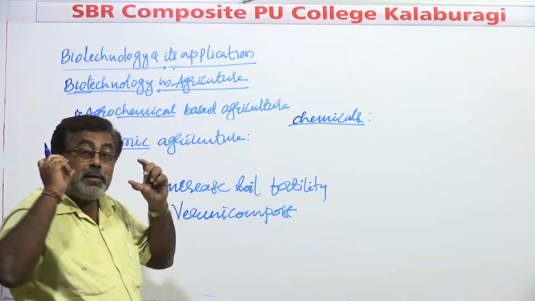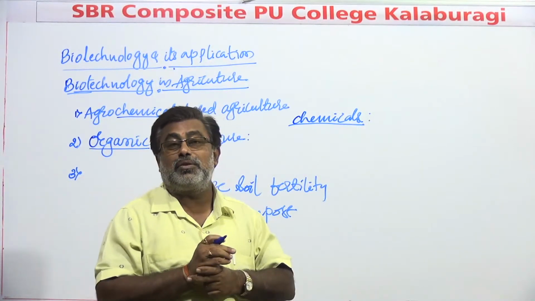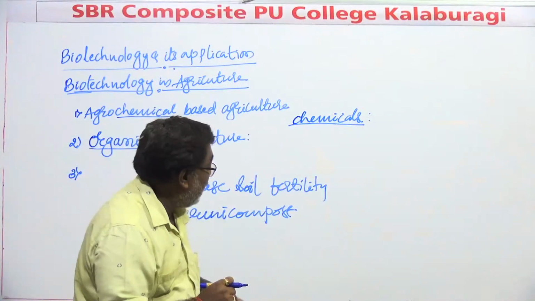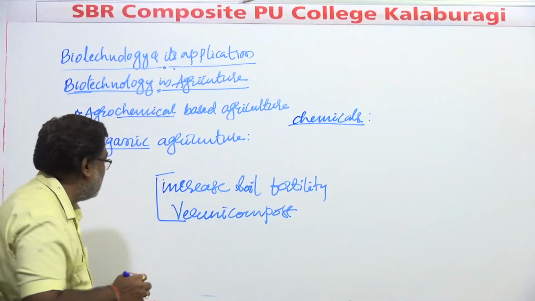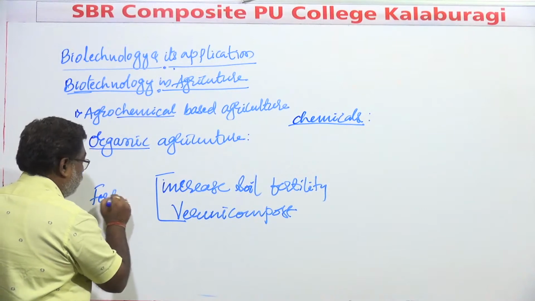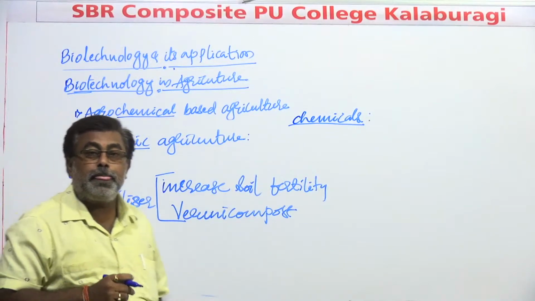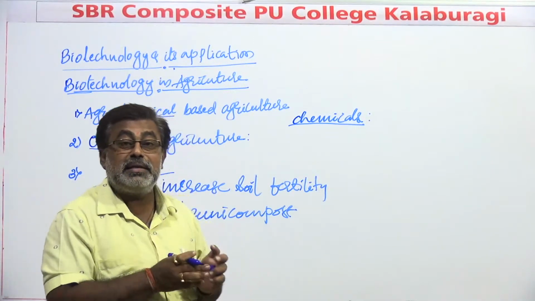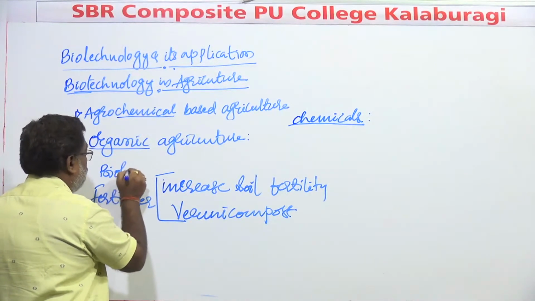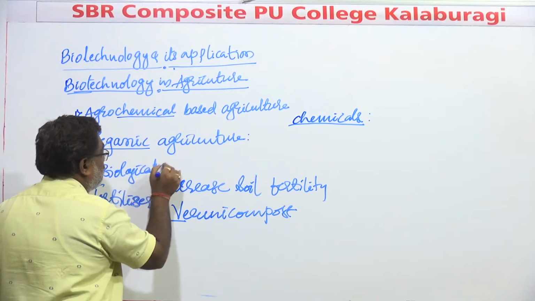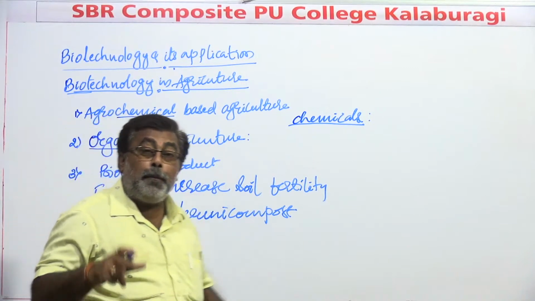Vermicompost means the manure will be produced by the earthworm. So these are the fertilizers. These fertilizers will be produced from the biological product.